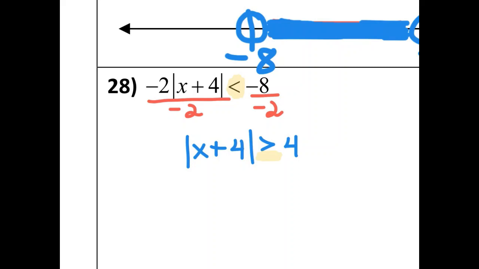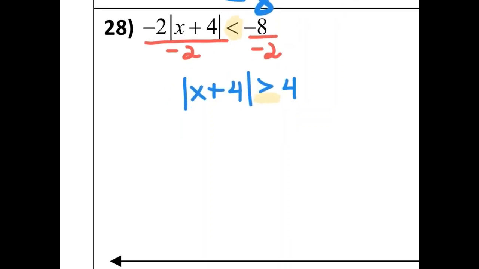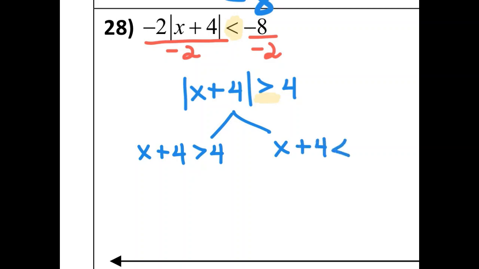Now I have the absolute value by itself, and so I'm going to break that down into two different inequalities. x plus 4 is greater than 4, and x plus 4, and now I'm going to reverse the inequality, less than, and change 4 to negative 4. Subtract 4 from both sides. Here I have x is greater than 0. Subtract 4 from both sides, and here I have x is less than negative 8.